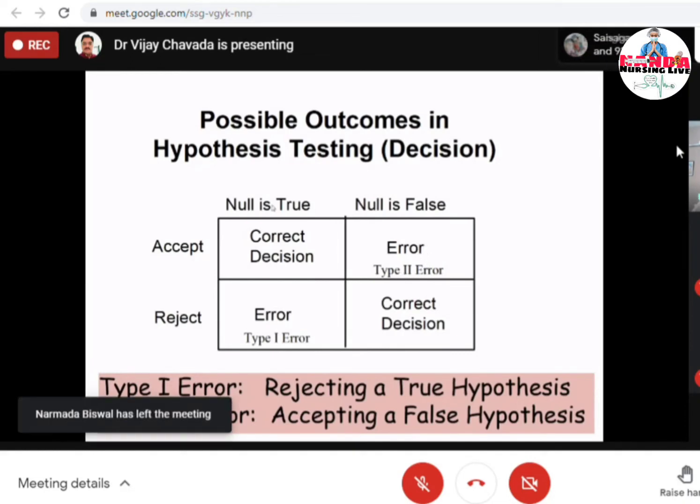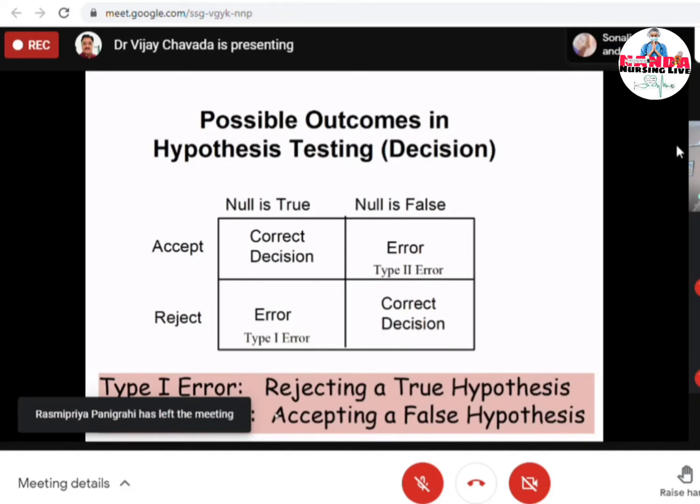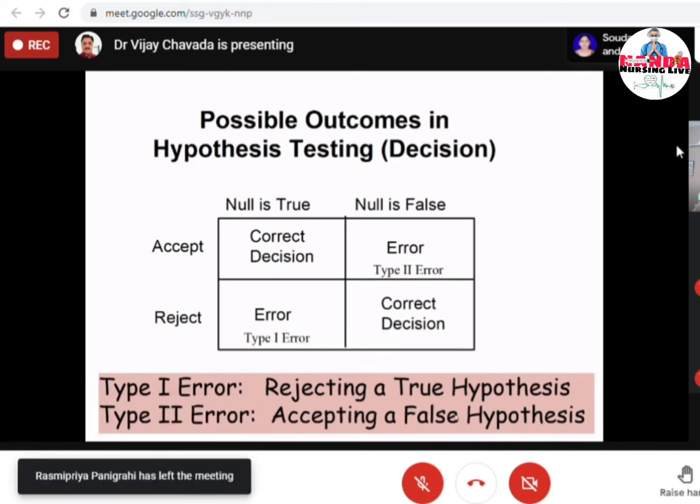When there is no difference but you are rejecting the null hypothesis, it is committing a type 1 error. When there is no difference and through research you have not found any, there is a correct decision. So by and large, try to understand that there are two types of errors. Type 1 error is rejecting a null hypothesis when it is true, and type 2 error is accepting the null hypothesis when it is false.